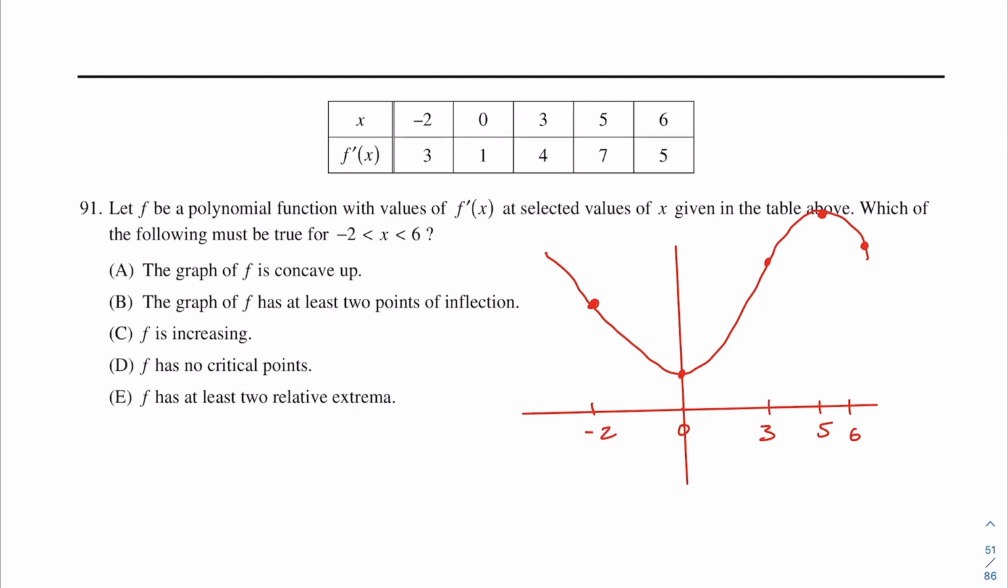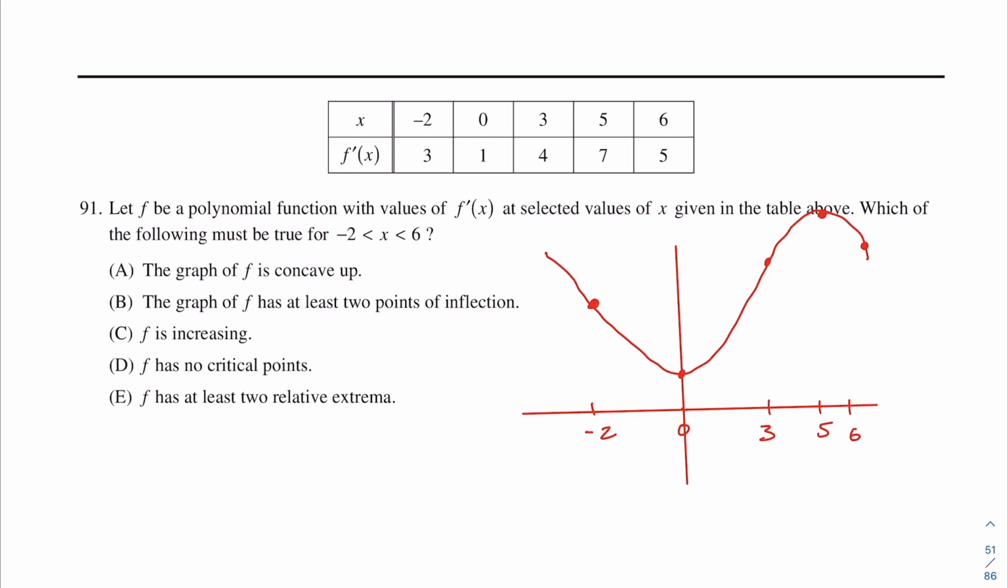So now, using that plot that we just drew up by hand, let's evaluate our options. So we have the graph of f is concave up. So now, is this always true? Well, if you remember, concavity changes wherever there's an inflection point.